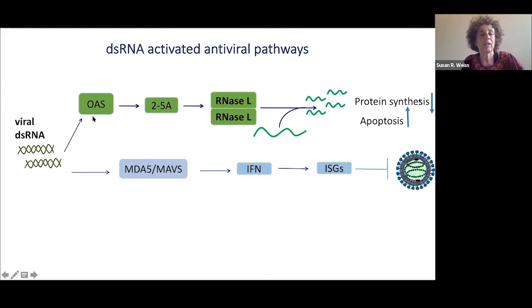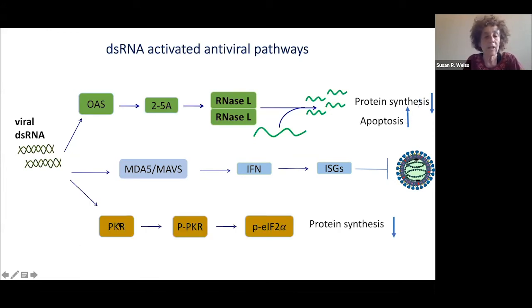But there's another pathway in which double-stranded RNA is perceived or sensed by oligoadenylate synthetases, which then synthesize 2,5-A, a small oligoadenylate with an unusual linkage, 2', 5', that triggers dimerization and activation of ribonuclease L, which then cleaves cellular and viral RNA, which leads to protein synthesis inhibition, increase in apoptosis. And a third pathway, PKR, protein kinase R, also senses double-stranded RNA, leading to phosphorylation of PKR, and then phosphorylation of eIF2 alpha, a protein synthesis initiation factor, which shuts down protein synthesis.